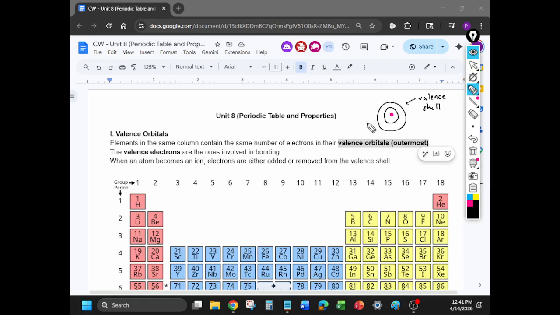Okay, so if an element has 2 shells, the second shell is the valence shell. If it has 3 shells, the third shell is the valence shell. If it has 6, it's the 6th, so on and so forth. Okay, pretty simple.